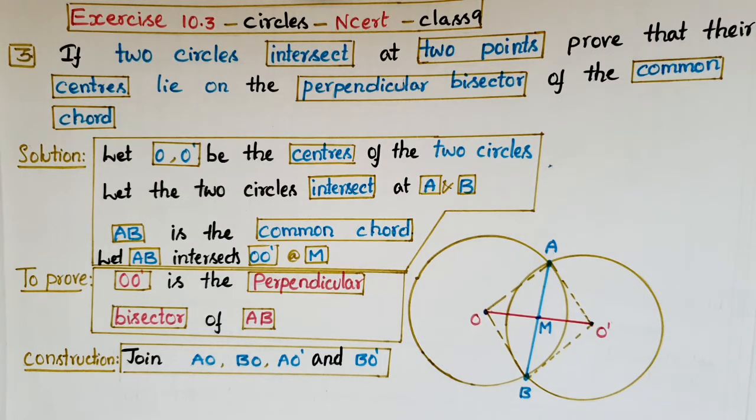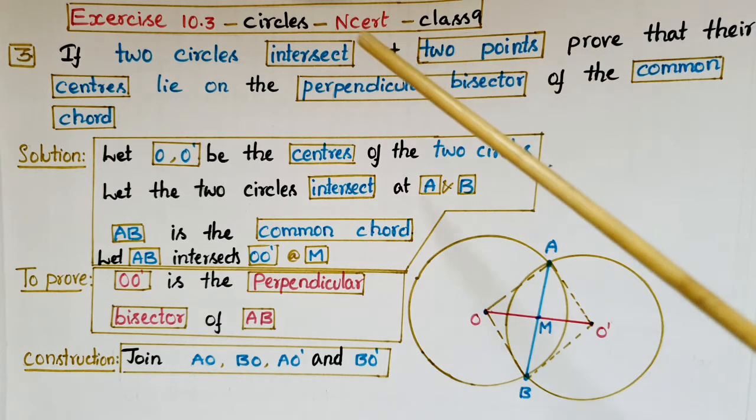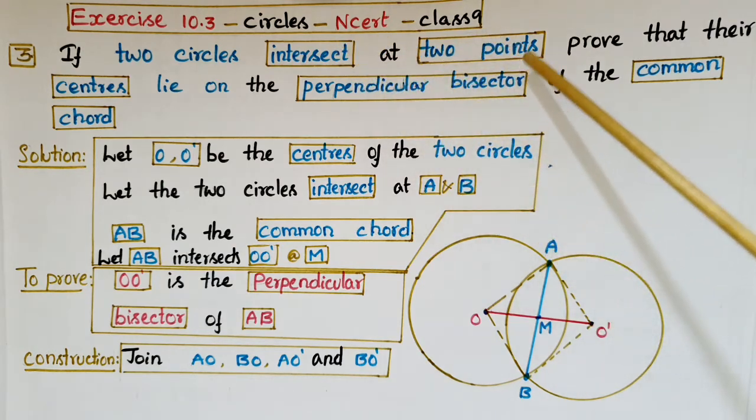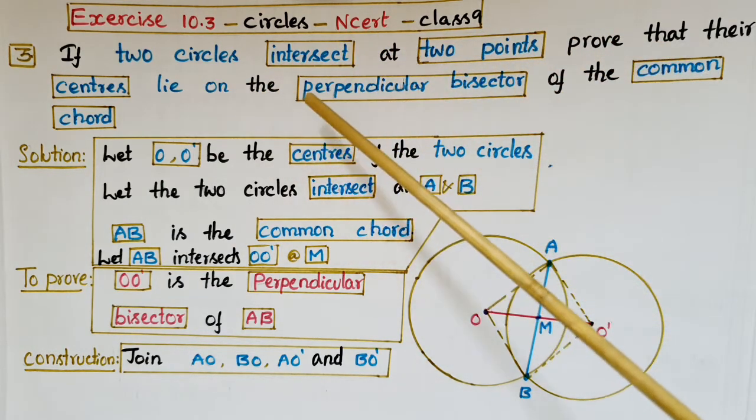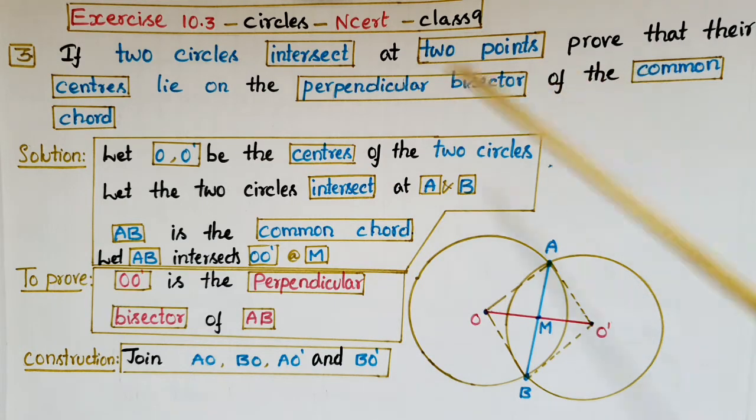Hello everyone. Today I am going to tell the solution of the third problem from exercise 10.3 from the circles chapter from NCERT class 9. The problem here is: if two circles intersect at 2 points, prove that their centers lie on the perpendicular bisector of the common chord.